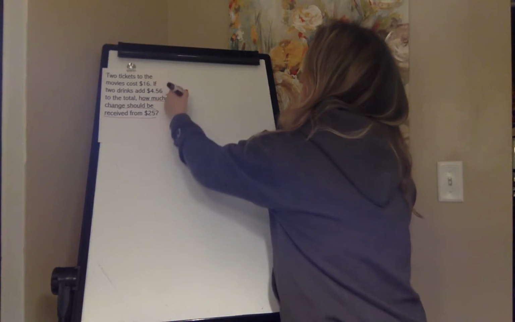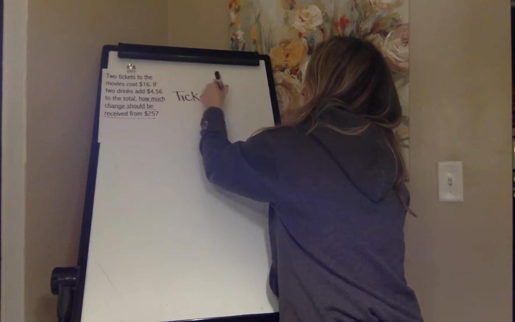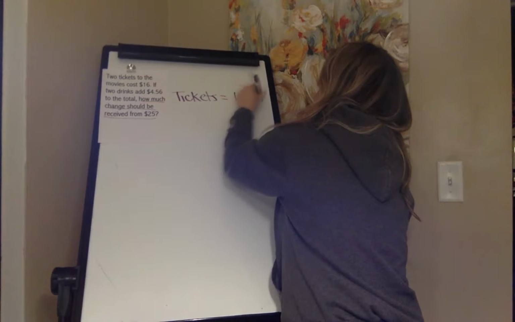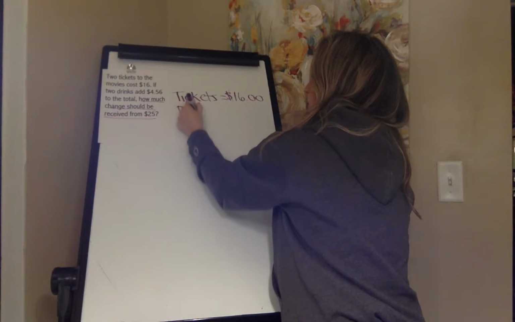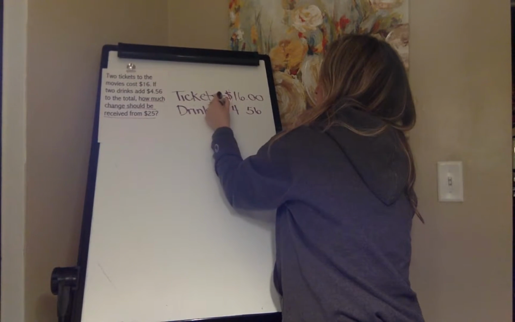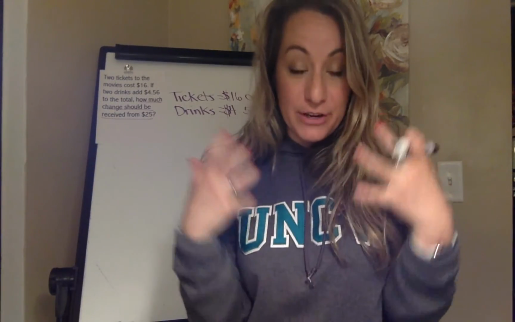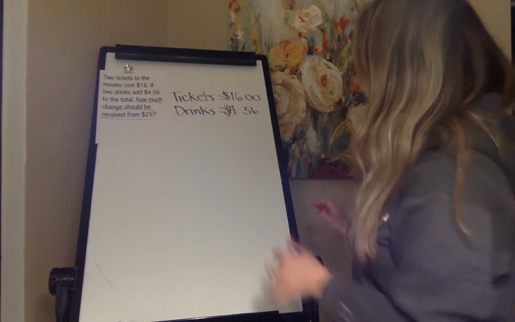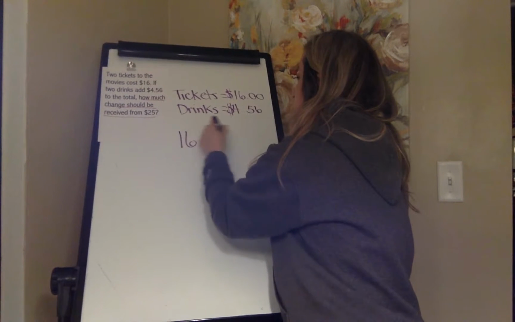Okay, so our 2 tickets to the movies cost $16. Tickets, $16. And then our drinks are $4.56. So what do y'all think we have to do with those two amounts? If you're saying we need to add them to figure out the total, you are correct. So let's go ahead and do that. I'm actually going to rewrite it here so it's bigger so that y'all can see it.